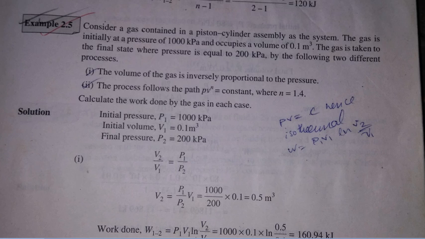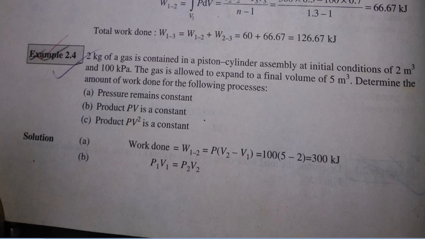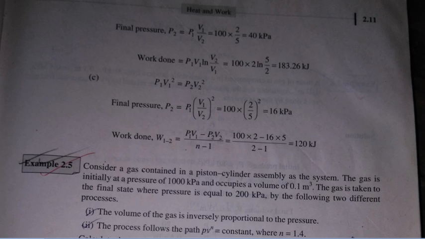So in the last two lectures I have discussed some numericals on heat and work. This is my third lecture on numericals, and a total of 10 lectures have been uploaded. So let's start. Last class we discussed this numerical. Now this next lecture is my last lecture on numericals.